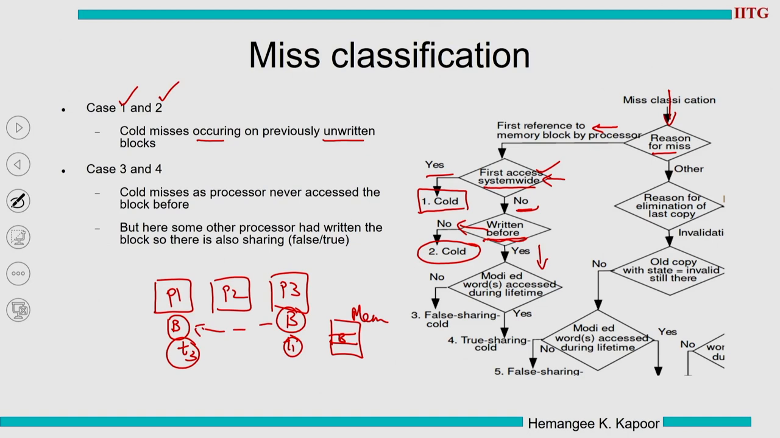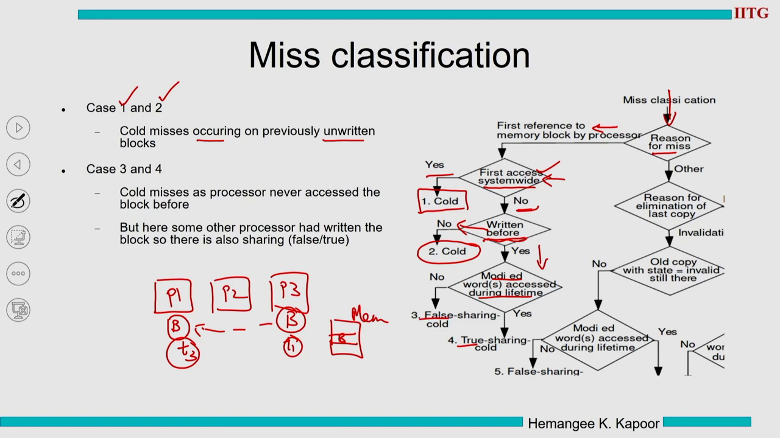Okay, so this is modified data, or modified words accessed during the lifetime. That is, if P3 changed certain words in this block, P1 would get the new data items. Now, if P1 uses those data items, I will say it was a true sharing miss. If P1 doesn't use those data items, I will call it a false sharing miss.